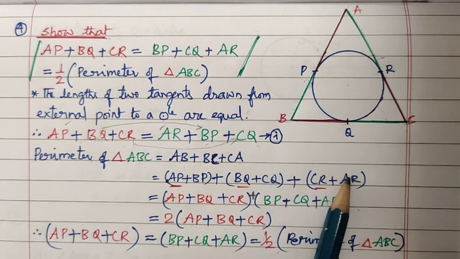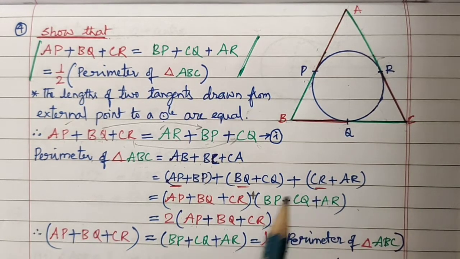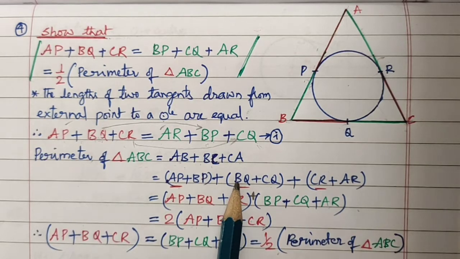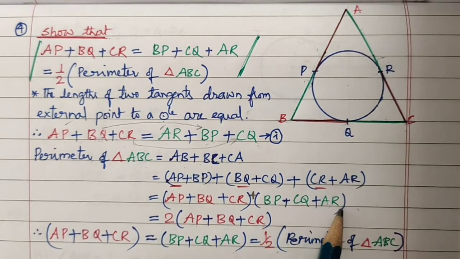So we are rearranging the things which are already there. AP plus BQ plus CR we are taking and putting in a bracket, then BP plus CQ plus AR. We are just rearranging these things.